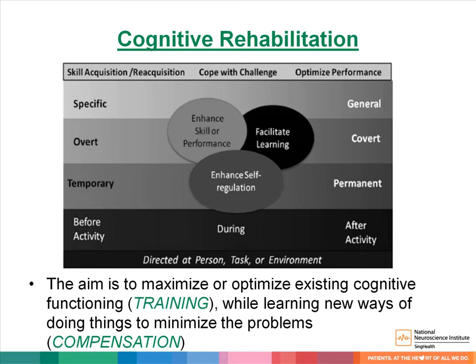Whatever the mix of training, be it compensation or restoration, cognitive rehabilitation needs to be systematic, structured, and repetitive, according to the individual's needs.